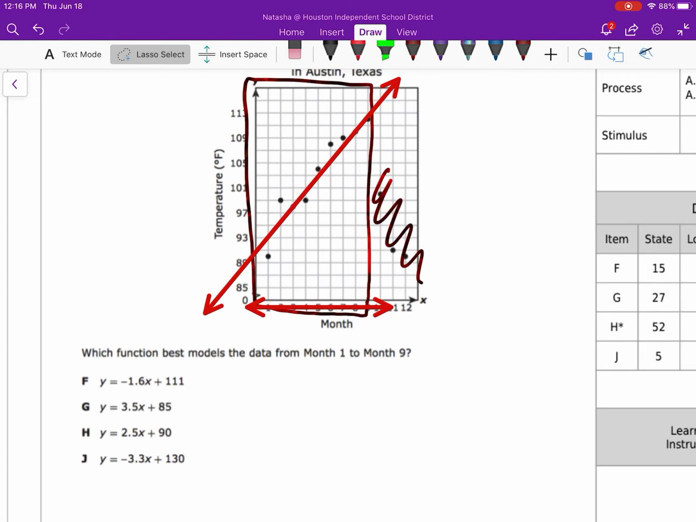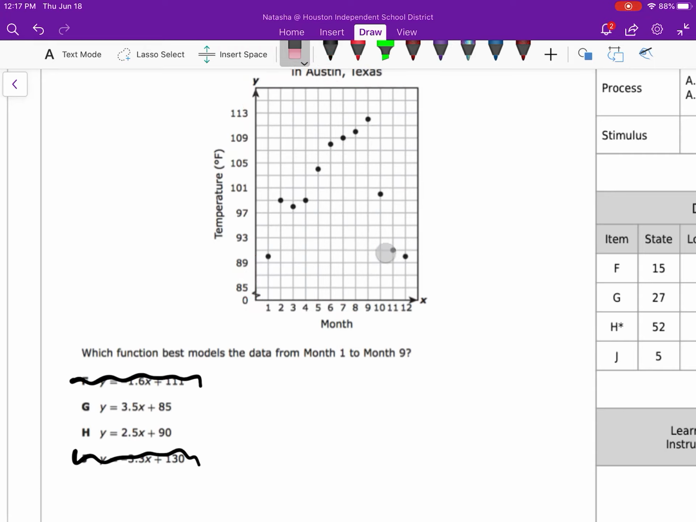Now if I look at that, my y-intercept is in between 93 and 83. So that's going to eliminate my answer choice F, and F has a negative slope, so that's definitely not going to work either. So then I either have a y-intercept of 85 or 80 or 90. So now I've eliminated those answer choices.